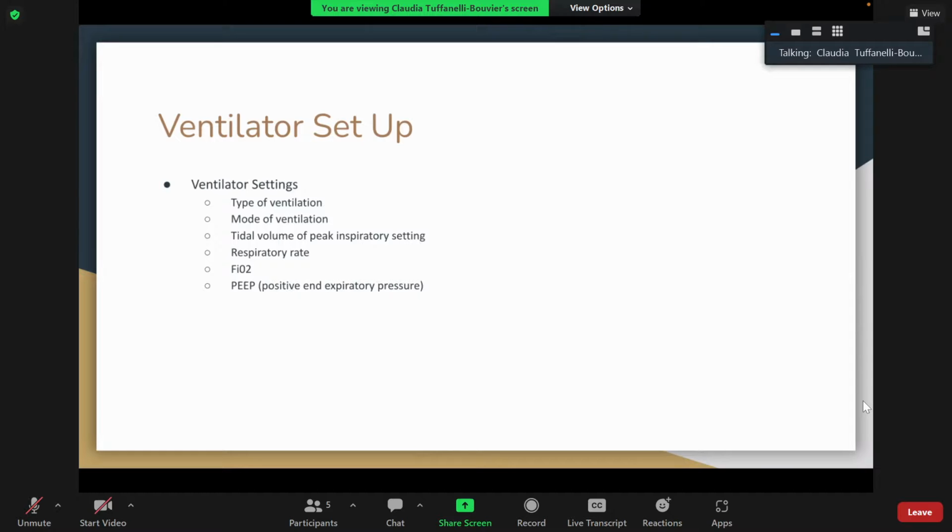So when you're setting a ventilator, there's a few things you're going to look at. You're going to pick the type of ventilation, the mode of ventilation, your tidal volume, and your inspiratory settings, your respiratory rate, your FiO2, and your PEEP. And that's the positive end-expiratory pressure. So every time you set a ventilator, you're going to have to set all of these parameters. And then these are different things you can adjust.